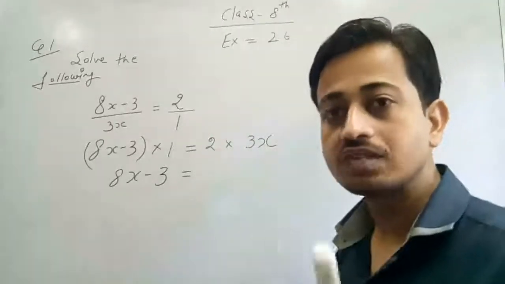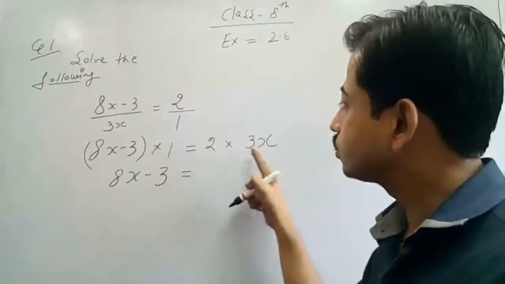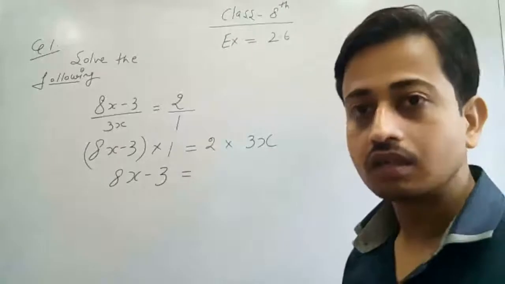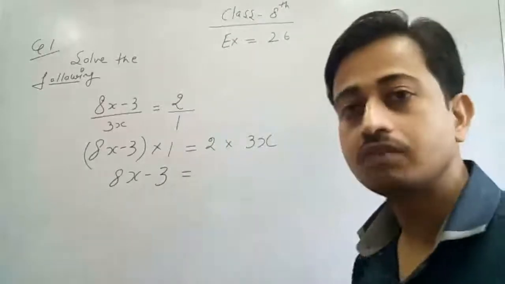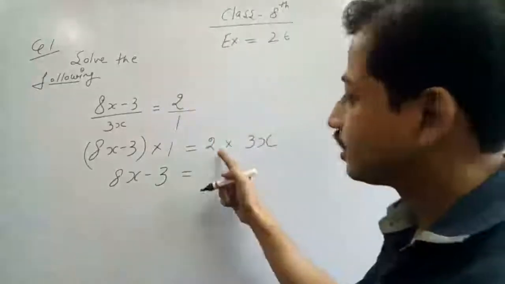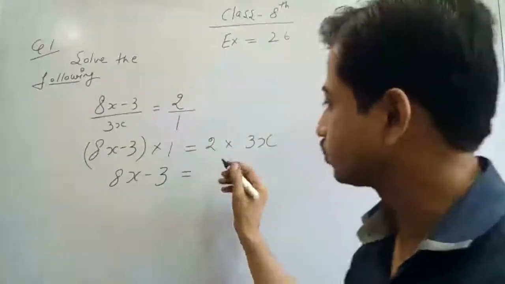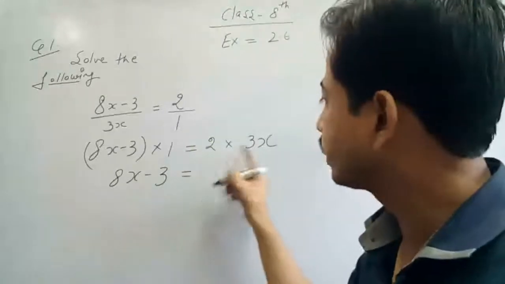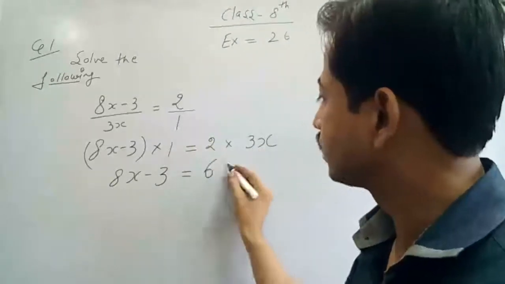Most of the students make a mistake here. They multiply 2 into 3 to get 6, and also multiply by x square. Not so, because the number is multiplied with the number, and the variable we just write as it is, because there is no other variable here. So we only multiply the numbers. 2 into 3 we get 6 into x.